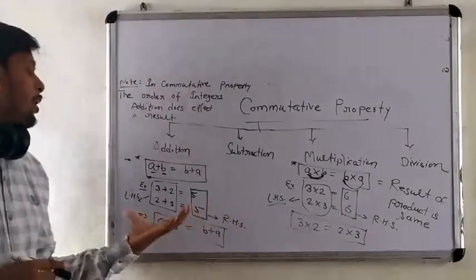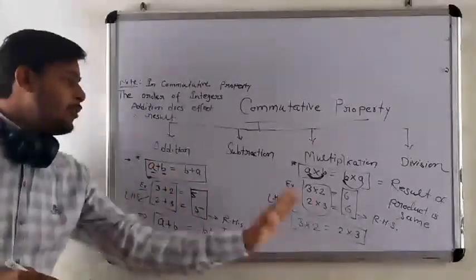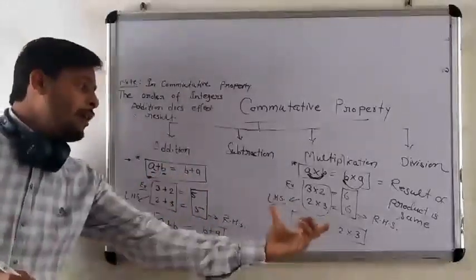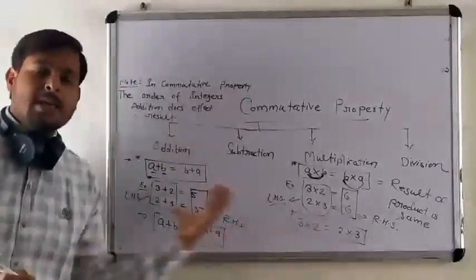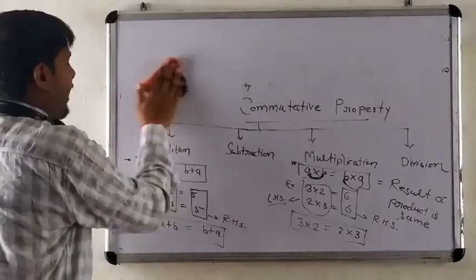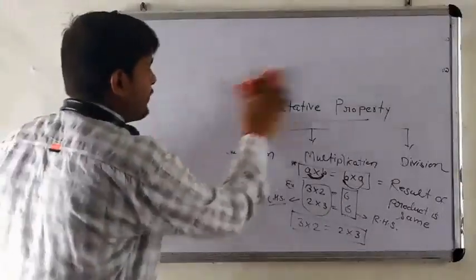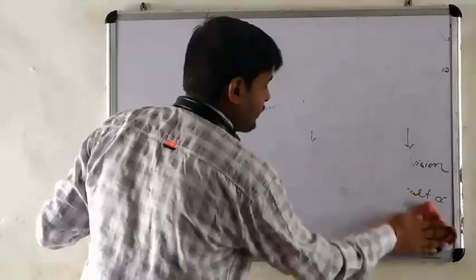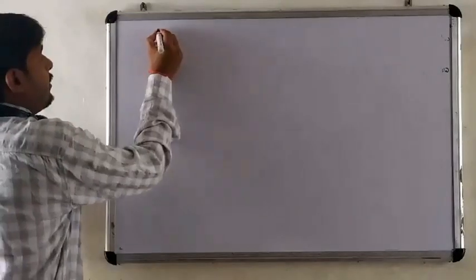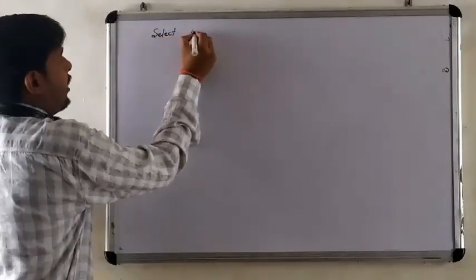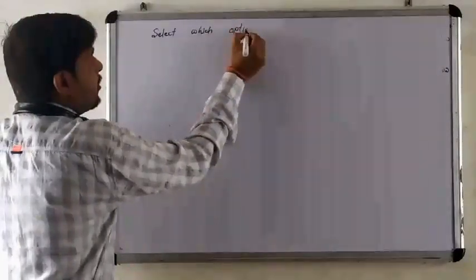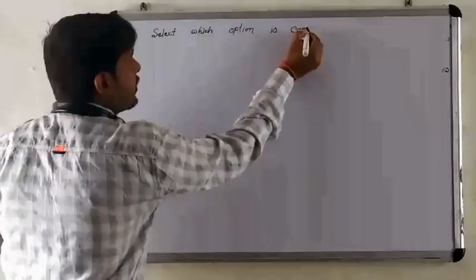Sometimes questions may ask, based on these two properties, commutative property for addition and multiplication, in the form of fill in the blanks, in the form of objective questions. Let us consider some examples. Select which option is correct.